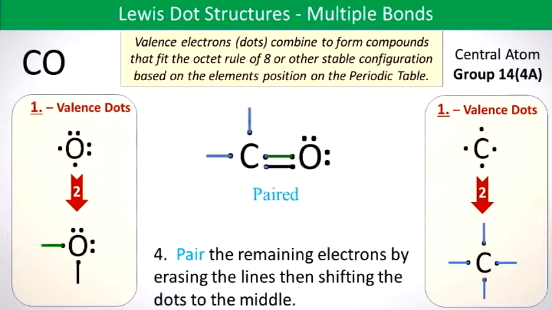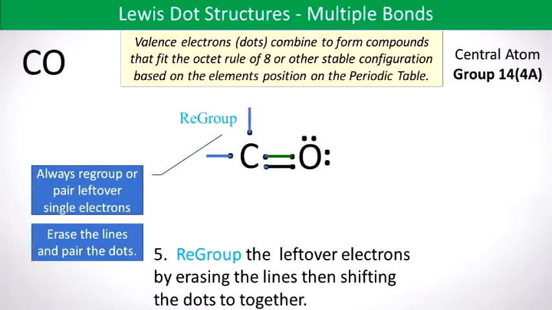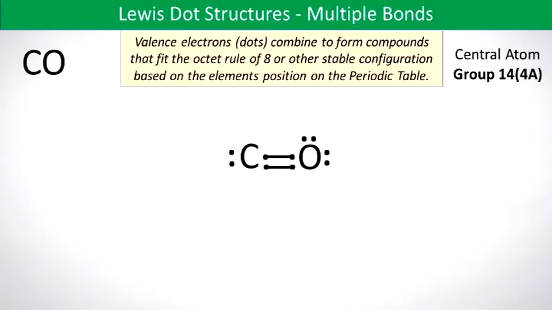And when we pair them, it looks like the structure shown here on this slide, but we know that we still have 2 unpaired electrons. So in this case, when we have unpaired electrons that are left over, we never want to leave them left over, so we erase the lines and we regroup these and form what we call lone pairs on the element. In this case, lone pair on the carbon.